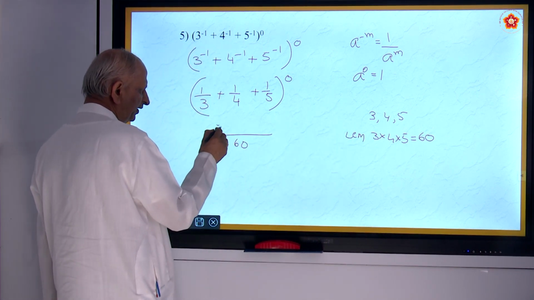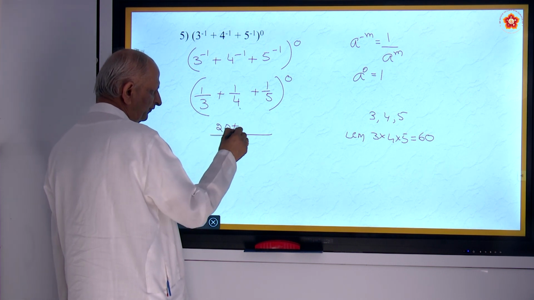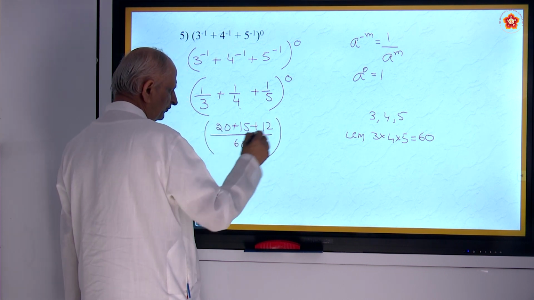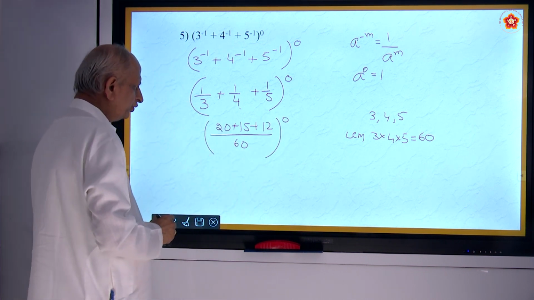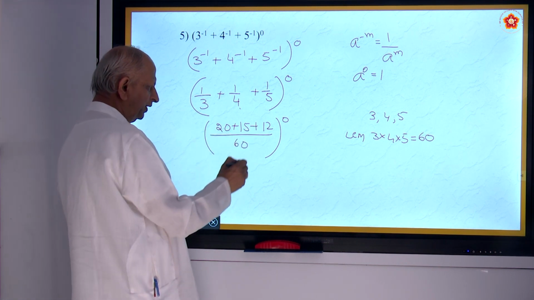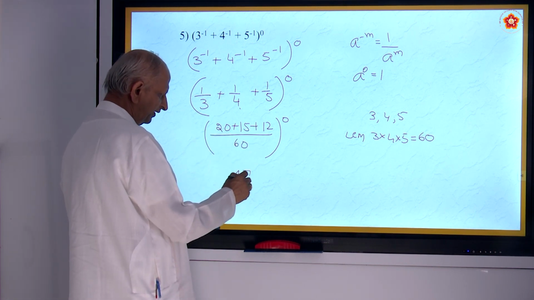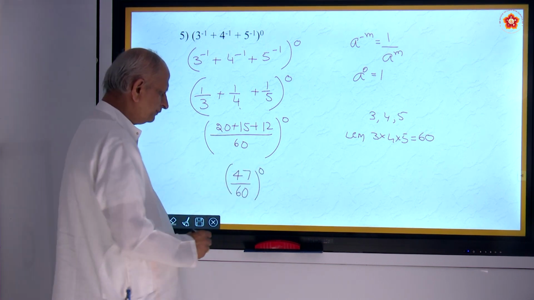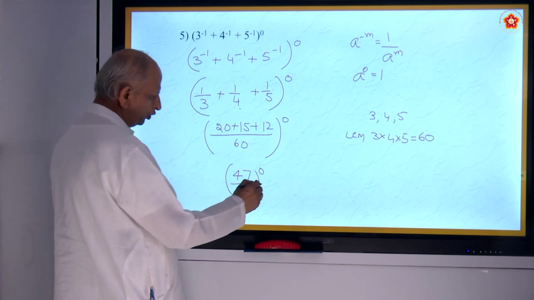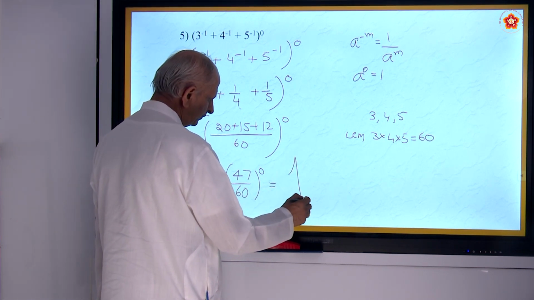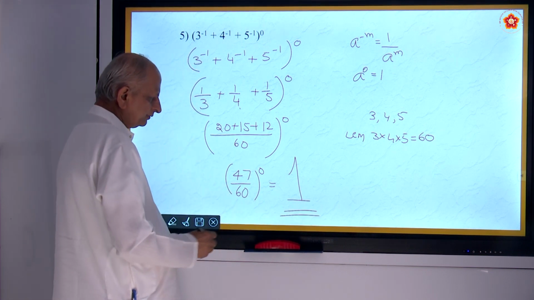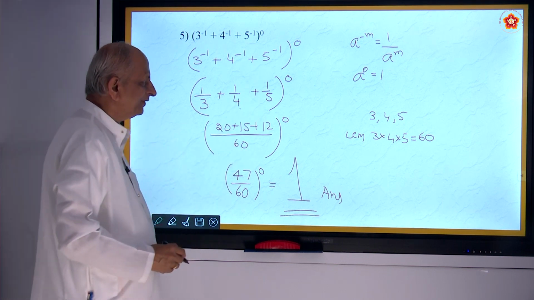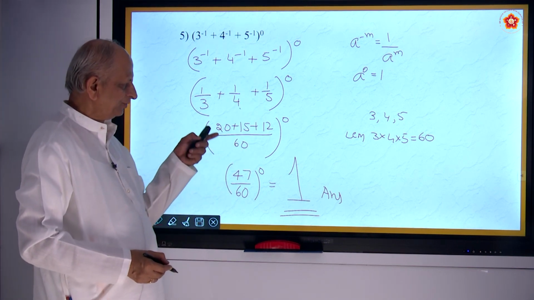3 ones are 3, 20s are 20. 4 ones are 4, 15s are 60. 5 ones are 5, 12s are 60. To the power of 0. So, 20 plus 15, 35, plus 12, 47 by 60, to the power of 0. Anything to the power of 0 is equal to 1. 1 is the answer. So, there itself you can write 1. But better you do all the steps.